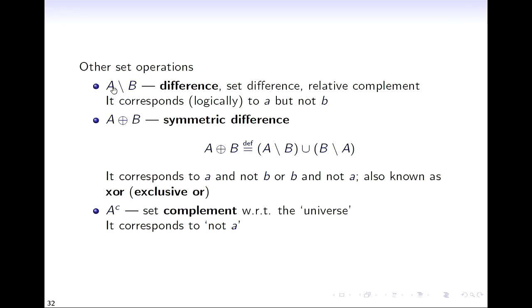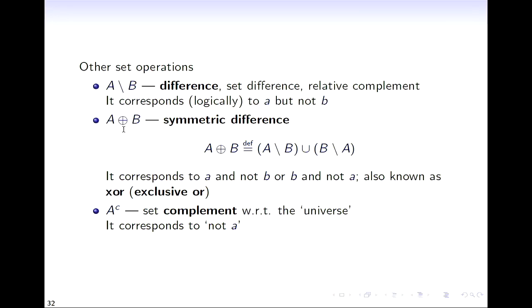So if you take the set of, let's say, even numbers, and you subtract from this the set of positive, when I say numbers, in this case I mean integers, the set of positive integers, you will be left with all the negative even integers.